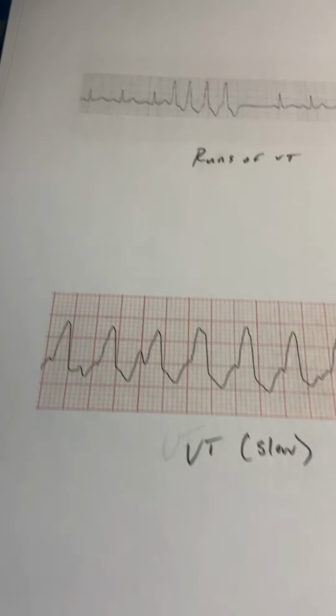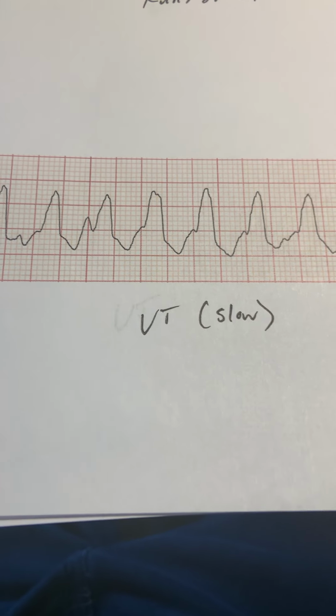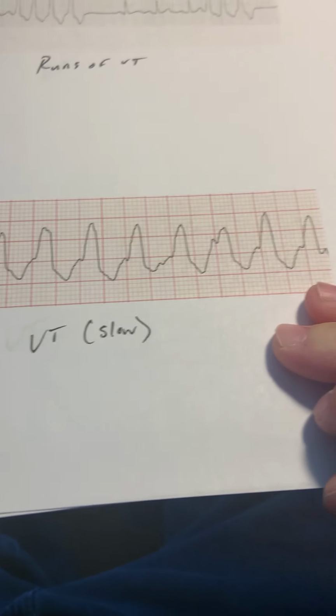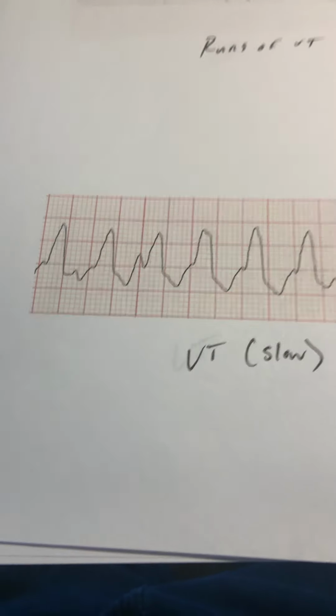So this is a different type of ventricular tachycardia. This is a slow VTAC, okay? And it looks kind of messed up, and that's why I chose the strip, because it doesn't look like VT, because you're used to seeing it like that. But this is actually VTAC.